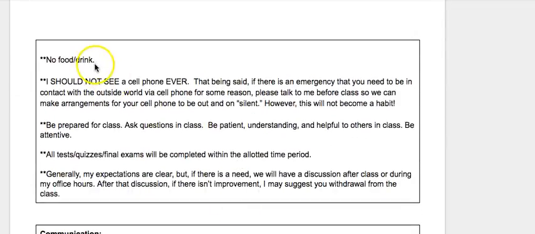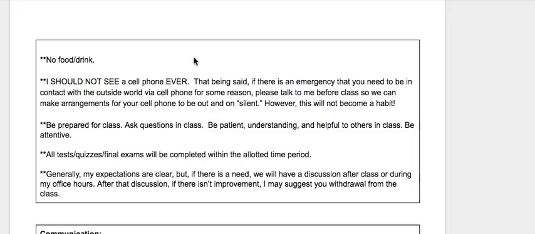More expectations. No food or drink. I should not see a cell phone ever. That being said, if there's an emergency that you need to be in contact with the outside world via cell phone for some reason, please talk to me before class so we can make arrangements for your cell phone to be out and on silent. However, this will not become a habit.